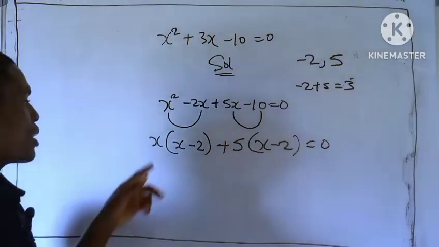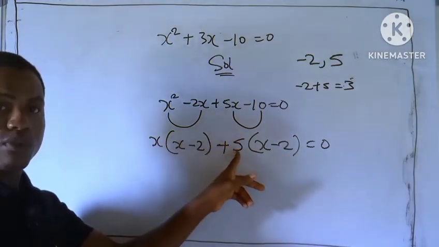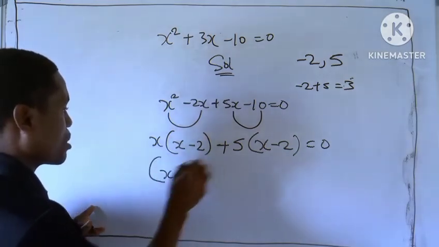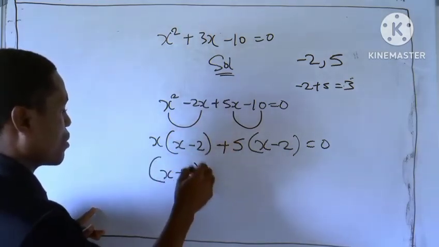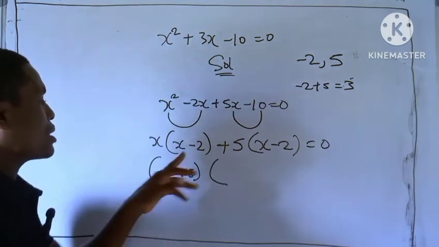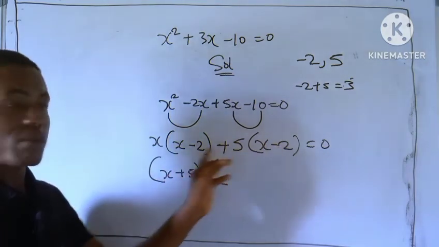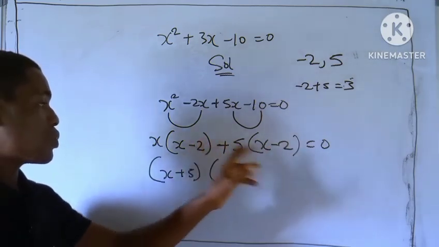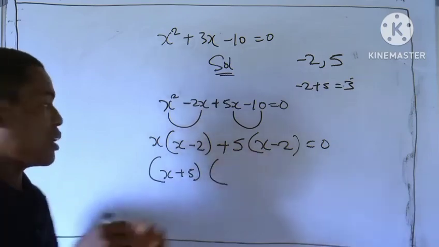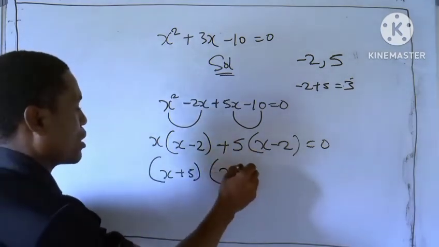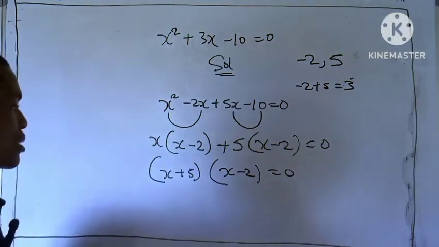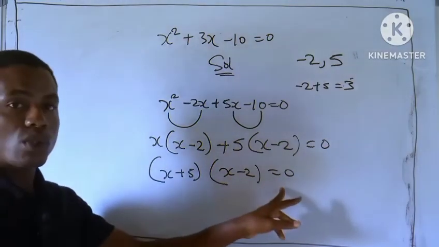Are you getting it? So we have x and plus 5 outside, right? So let's put them in a bracket, x plus 5. Also, you can see that these two terms are what? Similar. They are the same, right? So what you need to do is to take only one term. Are you getting it? So x minus 2 equal to 0. Are you getting it now? So everything is equal to 0.